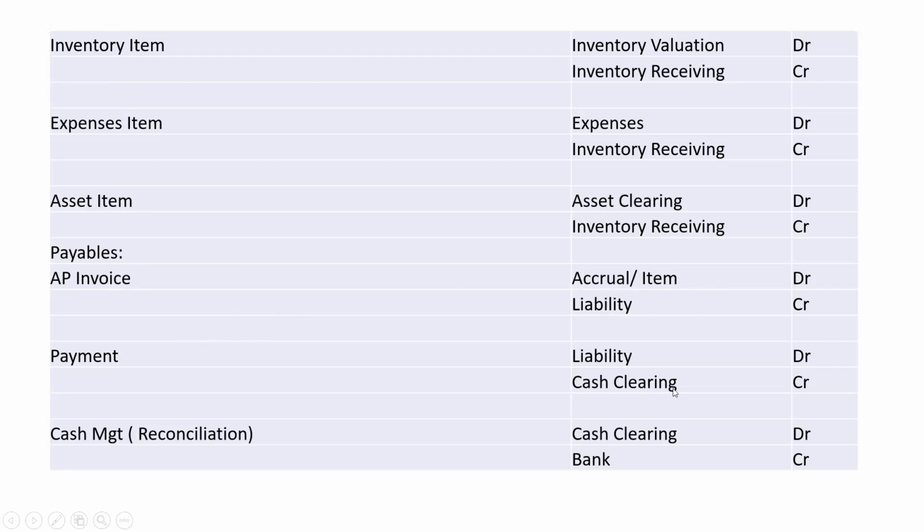If the client is using the Cash Management application, only then will this cash clearing account come into the picture. Otherwise, it won't come in the entry. Now, assume that the client is using Cash Management. So cash clearing account is debit and bank account is credit. Here you can see the cash clearing account is debited and credited, right? So it will get nullified. These are the accounting entries that will be created at each stage when we perform the application.